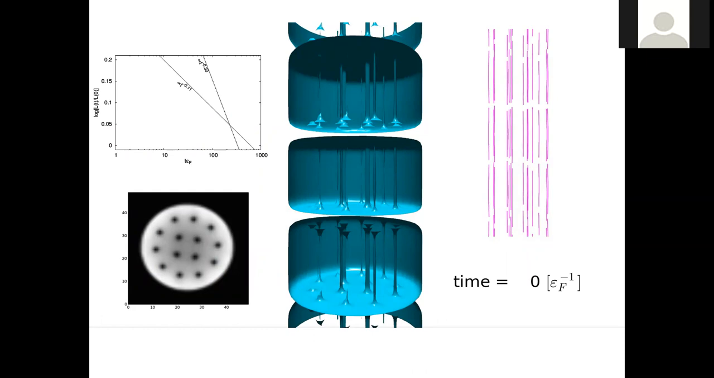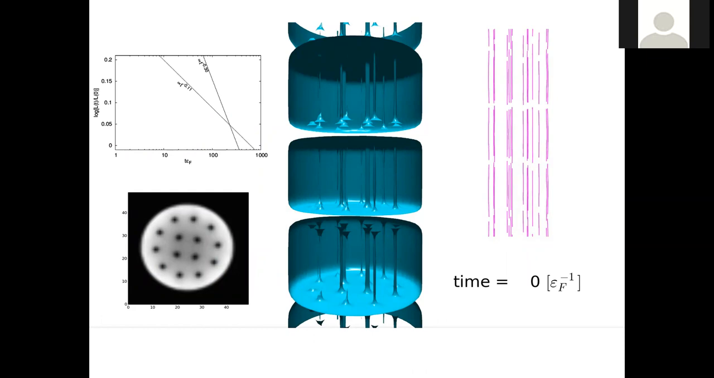So this is the lattice. Then, as I described, I cut it. Using the external potential, I change the phase of the pairing field in these regions, and then you will see what is going to happen.